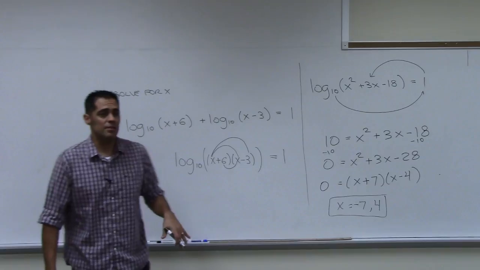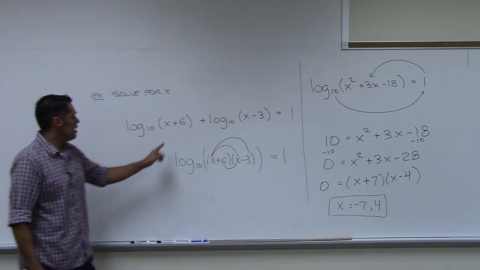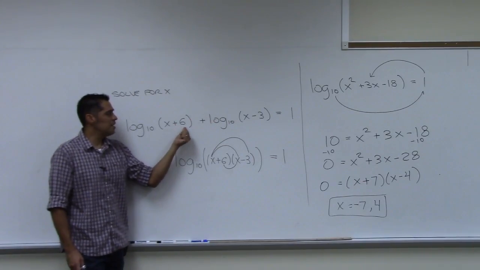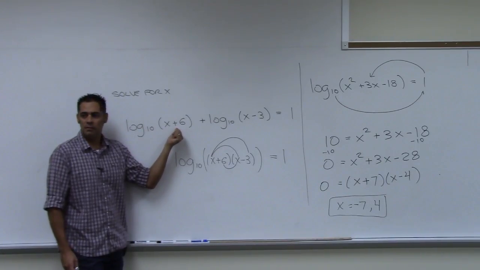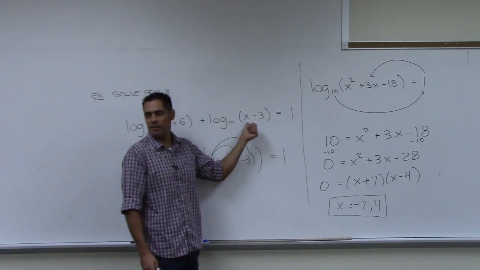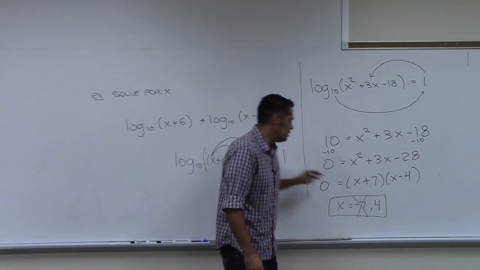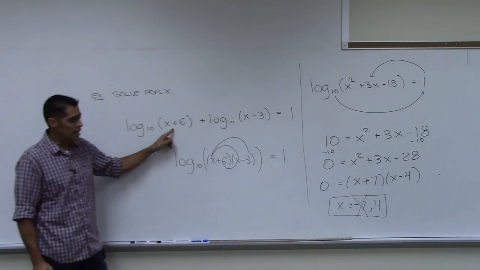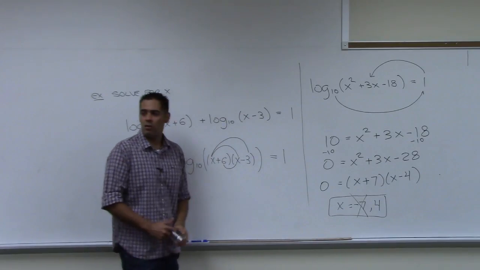We have to check these answers. So let's check them and see if they work. Let's try negative 7 right here. I have to go back to the original problem. Negative 7 plus 6 is what? Negative 1? Can't have a negative in here. Right? So it doesn't work. You can even see negative 7 here wouldn't work. Negative 7 minus 3 is negative 10. No go. So we scrap the negative 7. How about 4? 4 plus 6? 10. That's okay. 4 minus 3? 1. That's okay. So 4 is our only solution.